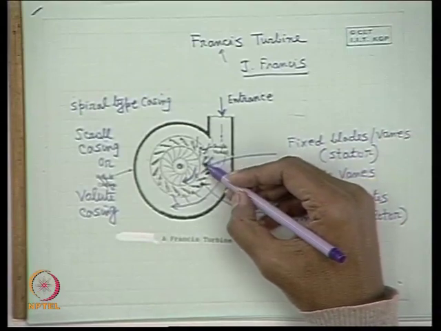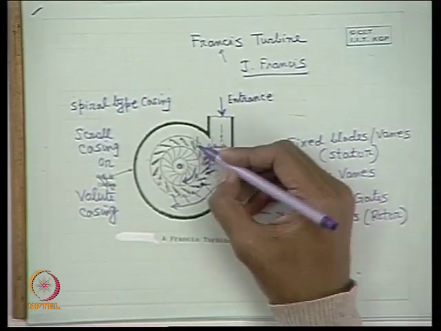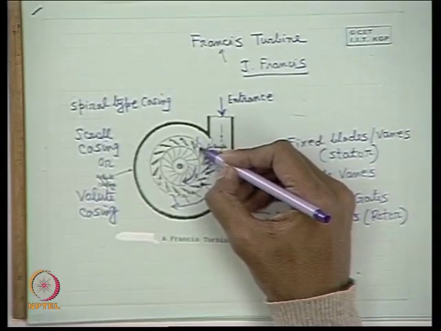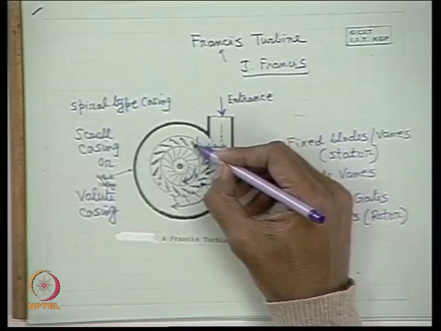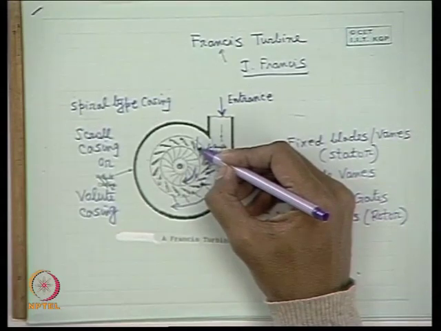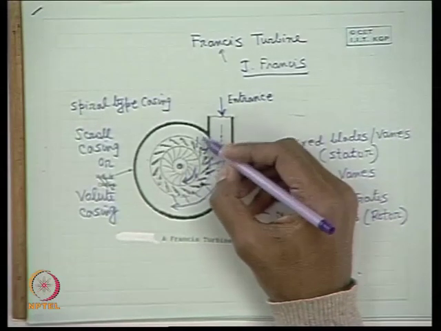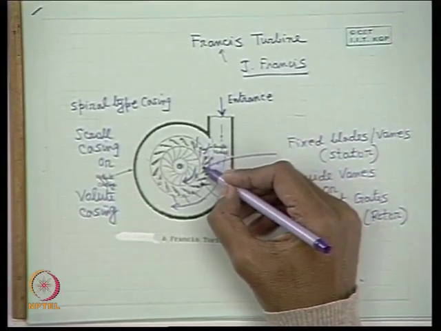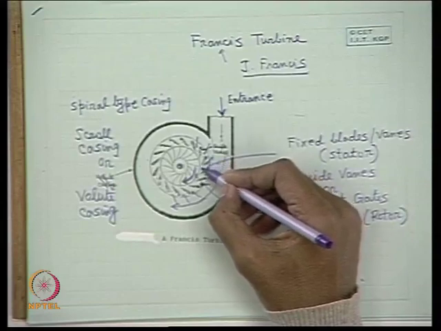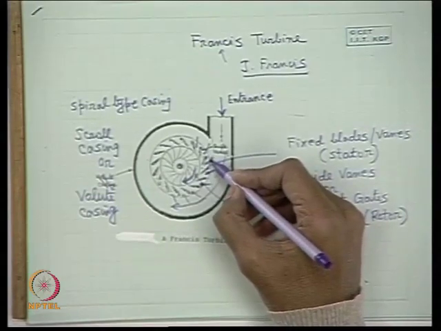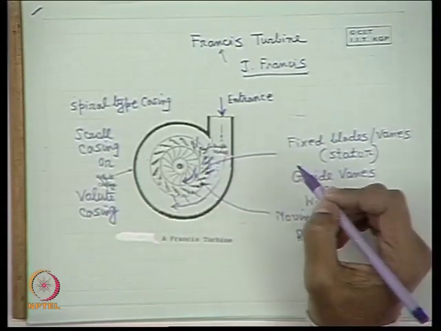Now, the guide vanes are pivoted in such a way that the passage area, that is, one passage formed by two guide vanes, gives a converging area to the flow of fluid. So, when the fluid flows through this, the pressure of the fluid is reduced and the velocity is increased. Therefore, one function of the guide vane is to increase the fluid velocity. Some of the pressure energy is being converted to kinetic energy.